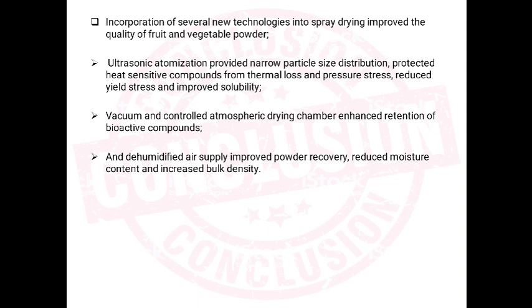Incorporation of several new technologies into spray drying improved the quality of fruit and vegetable powder. Ultrasonic atomization provided narrow particle size distribution, protected heat-sensitive compounds from thermal loss and pressure stress, reduced yield loss, and improved solubility. Vacuum and controlled atmospheric drying chambers enhanced retention of bioactive compounds, and dehumidified air supply improved powder recovery, reduced moisture content, and increased the bulk density.